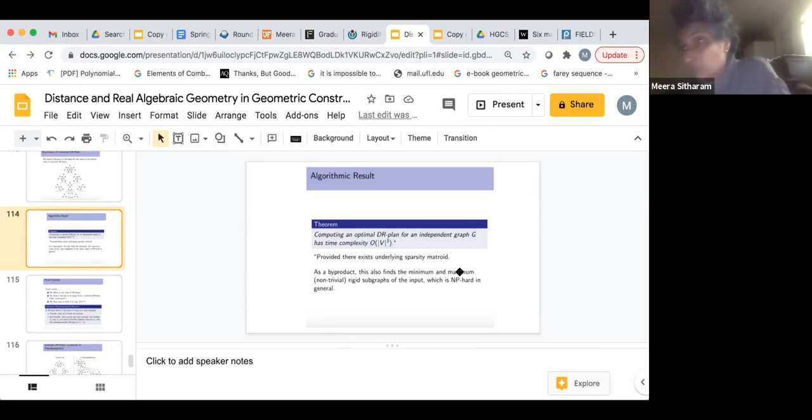Finding the maximum one, again not maximal but maximum, which means among the maximal ones, one that has the most number of vertices, is also NP hard. All of these problems are NP hard, or optimal DR planning is NP hard. All of them are generally NP hard, but using this notion of canonical DR plan, we can get it down to order V cubed for independent graphs, assuming the existence of a rigidity detection oracle.